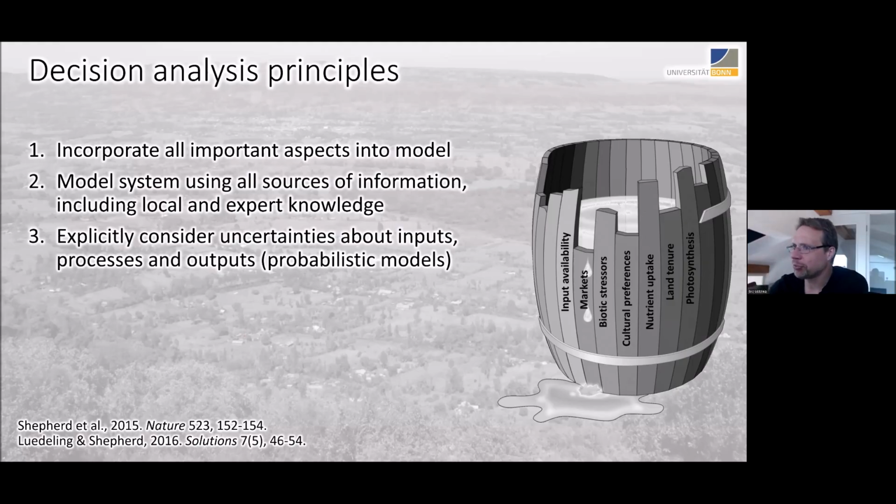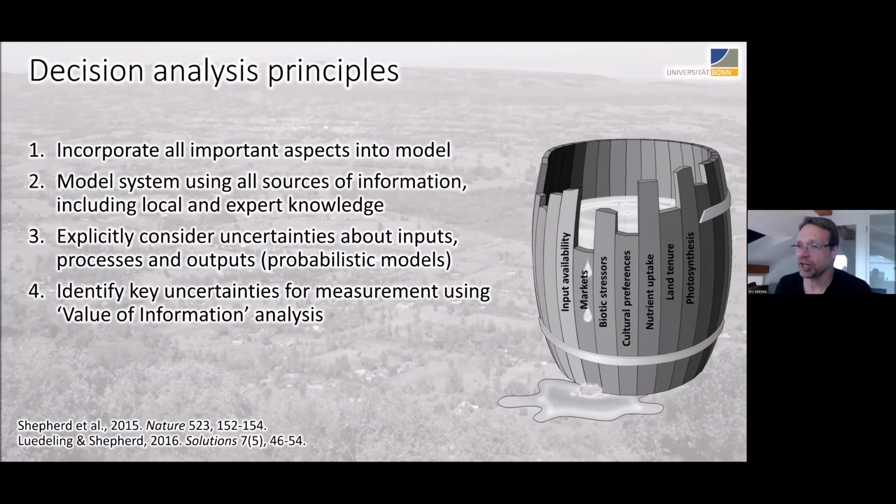Then we run probabilistic models. So basically we run simulations that can deal with uncertain inputs, uncertain information about all the things that we don't know for sure, and they can convert this into outputs that are actually useful for a decision maker.